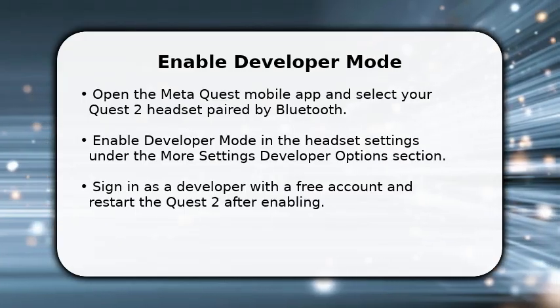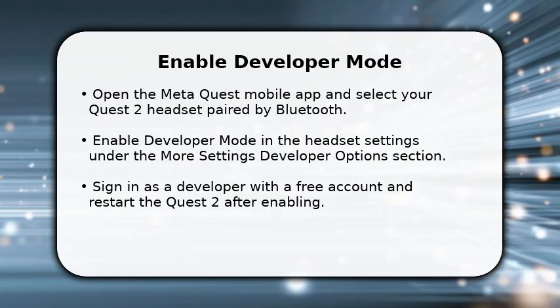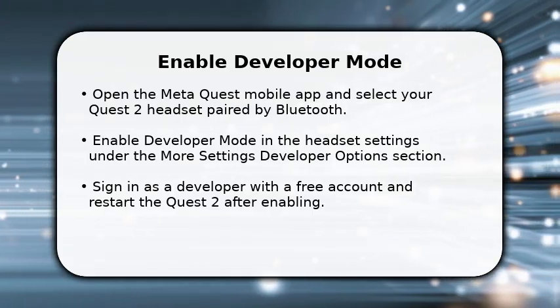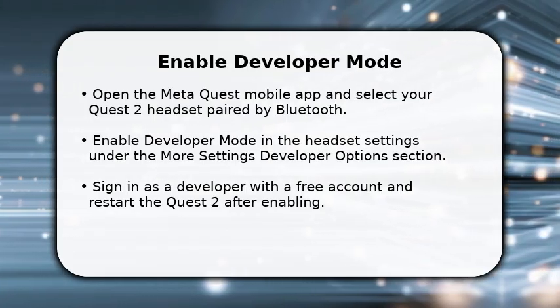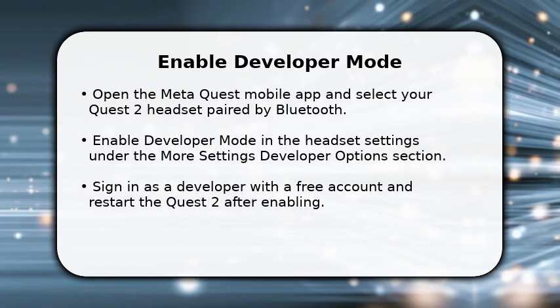Open the Meta Quest mobile app and select your Quest 2 headset paired by Bluetooth. Tap Devices, then Headset Settings to access more settings. Scroll to Developer Options and enable Developer Mode for your headset.